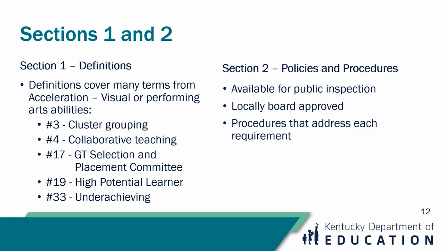So it's a good idea to look over those terms and be aware of what they are. Section 2 is about policies and procedures. Section 2 says that you have to have policies and procedures for all of the sections in the regulation, and that those policies and procedures have to be available for public inspection, that they need to be locally board approved, and the procedures, again, must address each requirement in the regulation.